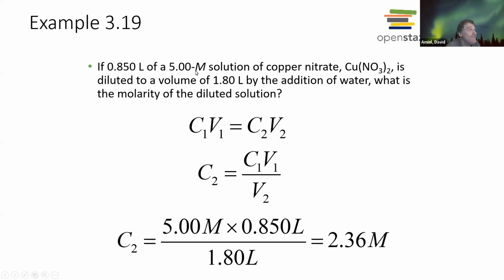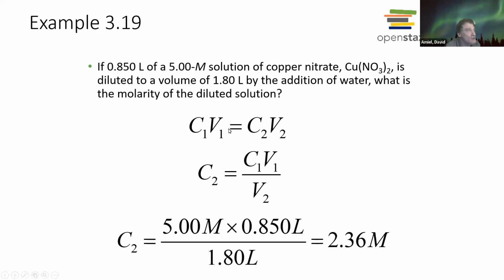We're given 0.85 liters of 5 molar solution of copper nitrate. It's diluted to a volume of 1.8 liters by the addition of water. What is the new molarity? So this again is another example where doing the algebra first before running for the numbers is a much better way to do the problem. It's clearer, and you will more often avoid silly mistakes.